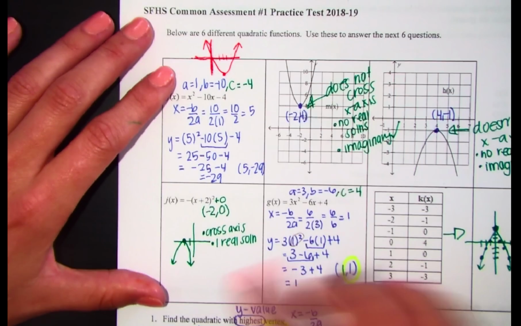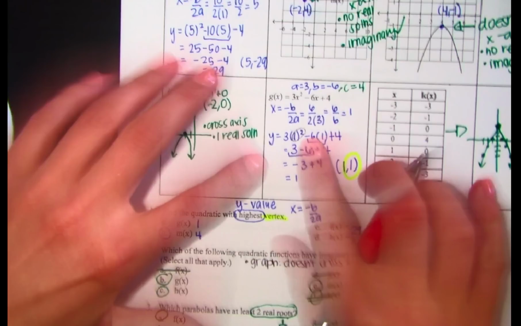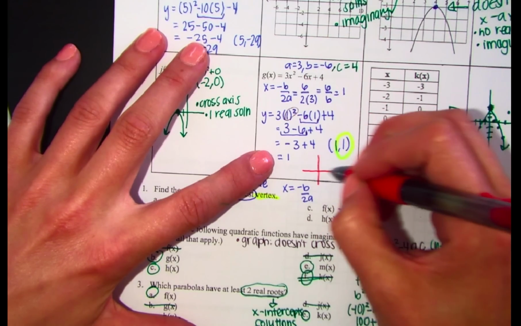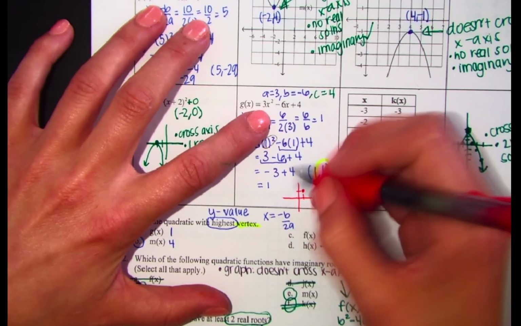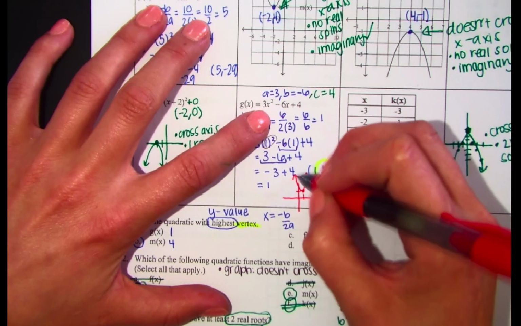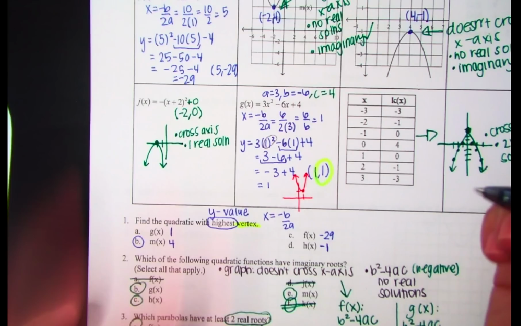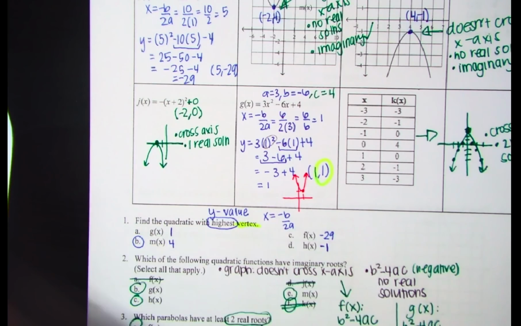G of x is here. G of x, if I did a quick sketch, I would have a vertex at 1, 1. And then this is a positive a value, so it opens up. Again, opening up isn't going to model a ball being thrown in the air, so we don't want to choose g of x either. H of x, we're going to look at next.